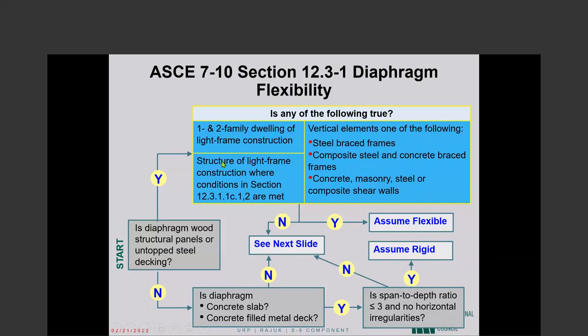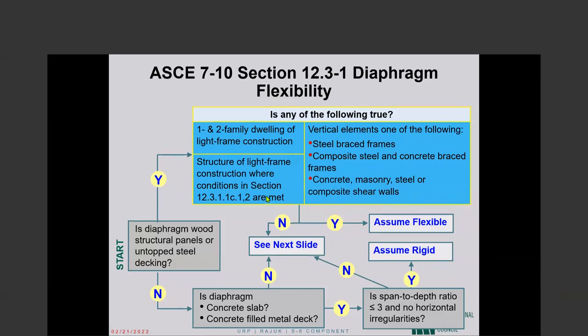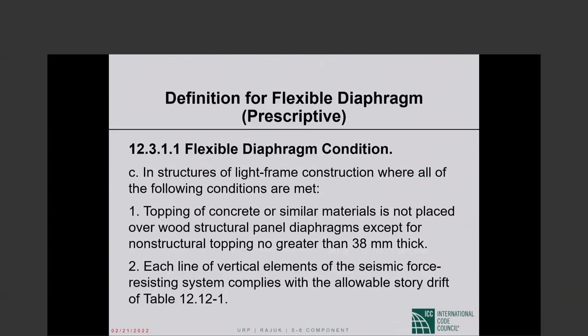If the answer to that question is no, then you ask, is the structure of which this diaphragm is a part of light frame construction where conditions in section such and such are met. These two conditions are, maybe that's the only thing I will read. So you get to take your diaphragm as flexible if the structure featuring the diaphragm is of light frame construction where all of the following conditions are met. There are only two. It should have said both.